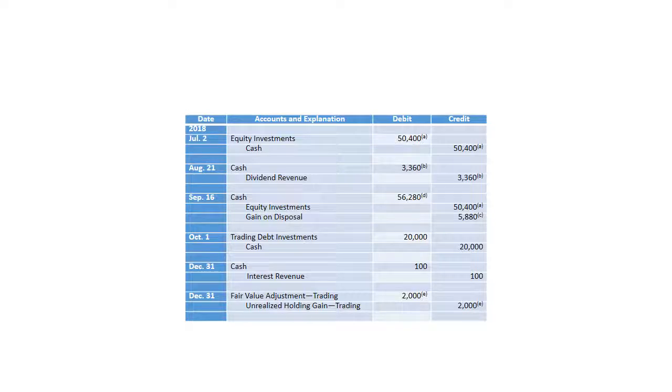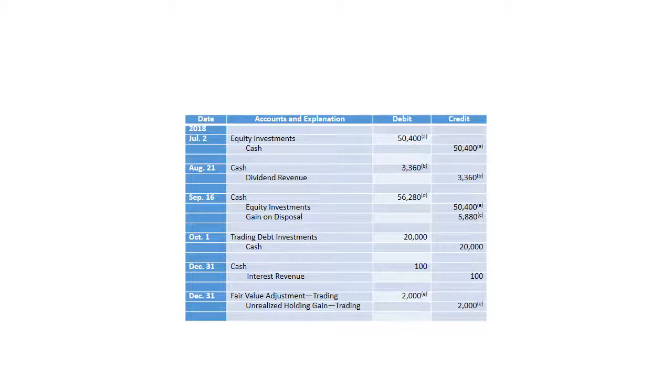So let's take a look. Now I'm going to break this into two slides. The first being the first 2 or 3 journal entries we will look at. Let's look at the July 2nd purchase. The company purchased 4,200 shares of common stock from Pogo Inc. at $12 per share. Jetway plans to sell the stock within 3 months when the company will need cash for normal operations. Jetway does not have significant influence over Pogo.